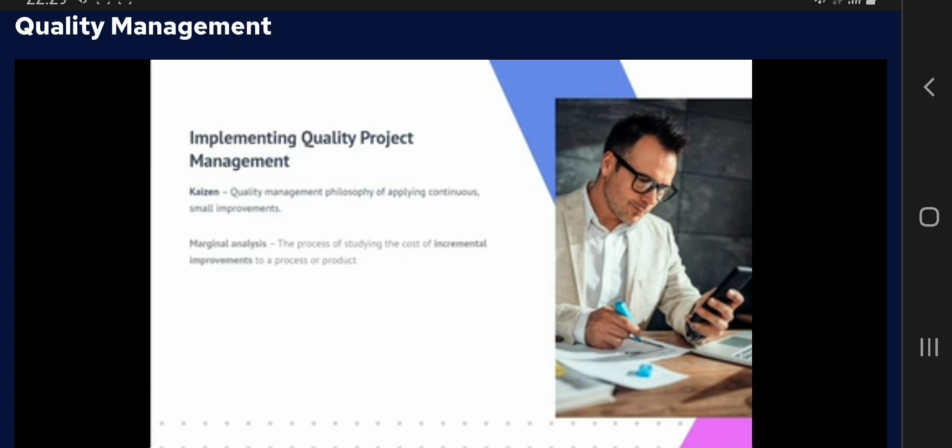Kaizen. Quality management philosophy of applying continuous, small improvements. Marginal analysis. The process of studying the cost of incremental improvements to a process or product. Plan, do, check, act. Similar to the project management process and governs the stages that every project goes through.